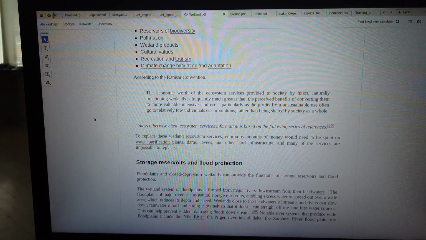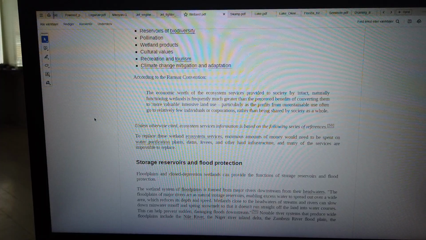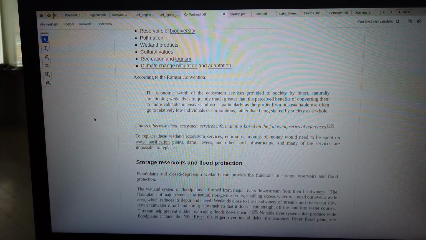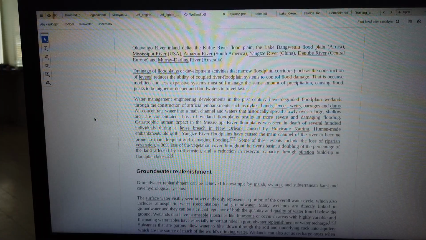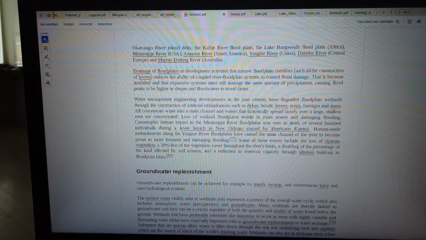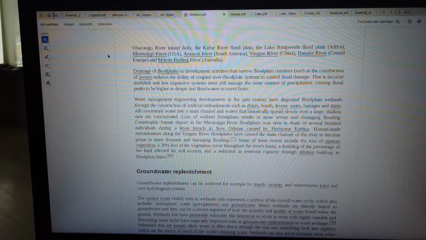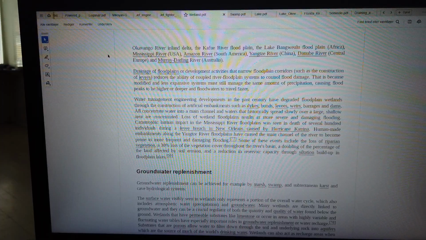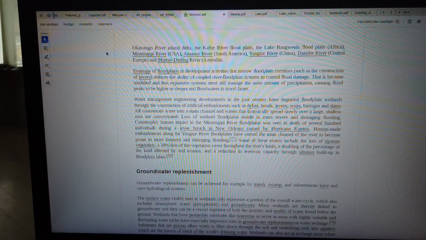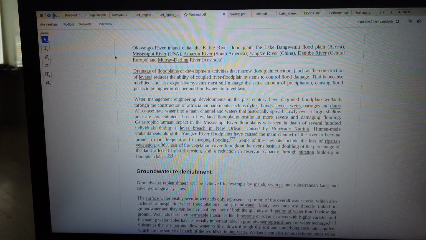Notable river systems that produce wider floodplains include the Nile River, the Niger River Inland Delta, the Zambezi River Floodplain, the Okavango River Inland Delta, the Kafue River Floodplain, the Lake Bangweulu Floodplain, Africa, Mississippi River, USA, Amazon River, South America, Yangtze River, China, Danube River, Central Europe, and Murray-Darling River, Australia.